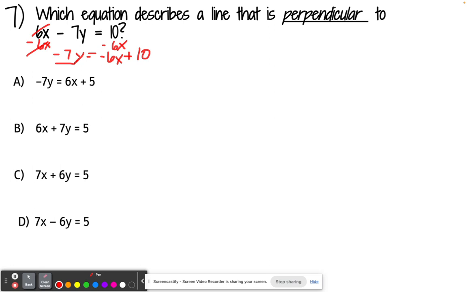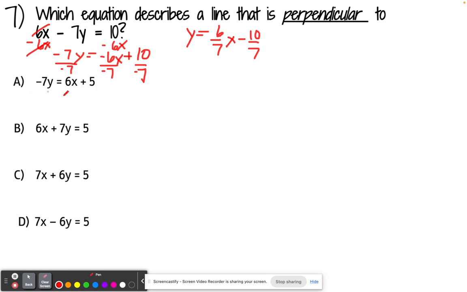Divide everything by negative 7. This equation written in slope-intercept form is y equals, I have a negative over a negative, so that's going to be a positive 6/7 x, and then I have 10 over negative 7, so that's going to be negative 10/7. Like I said, I don't really care about my y-intercept.